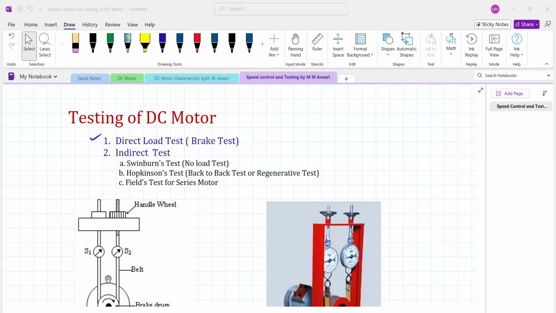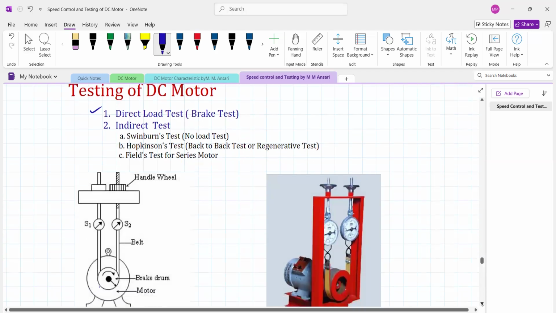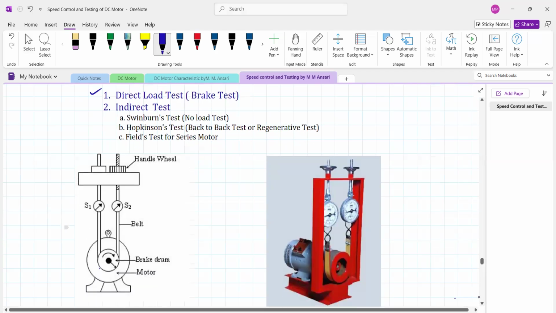For the mechanical load over the DC motor, such type of mechanical arrangement is carried out. These are the two spring balance S1 and S2, which will measure the load in kg. It is connected with some belt. It may be a leather belt or it may be a canvas belt over the pulley. So this is the pulley of motor whose diameter is R, and this is the entire motor.